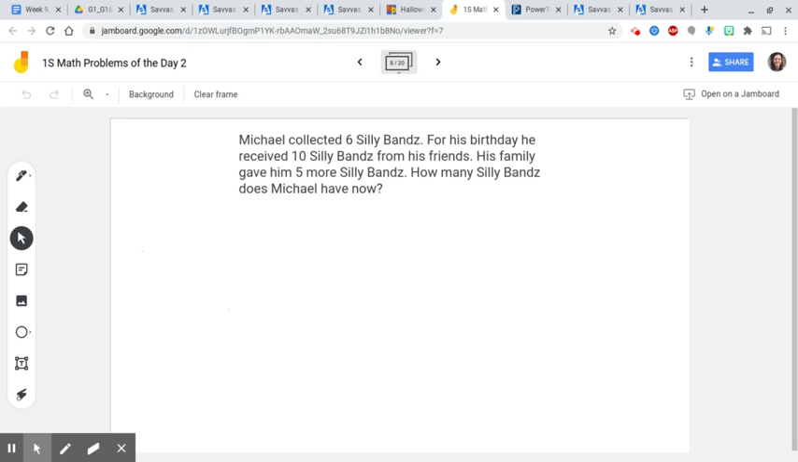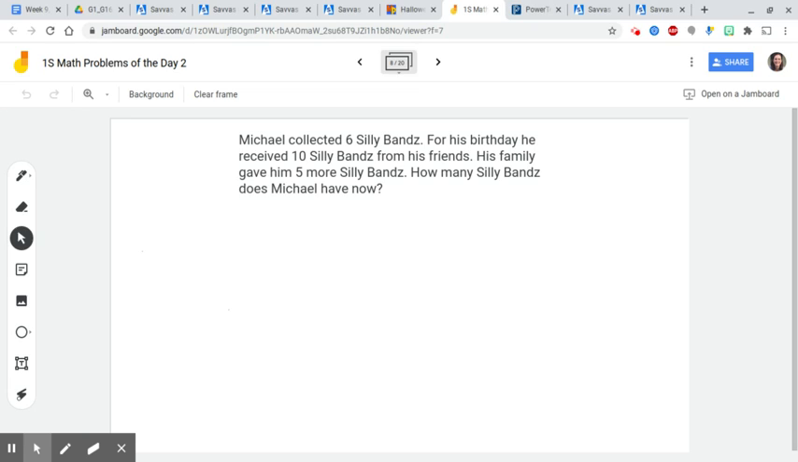It says, Michael collected 6 silly bands. For his birthday, he received 10 silly bands from his friends. His family gave him 5 more silly bands. How many silly bands does Michael have now?